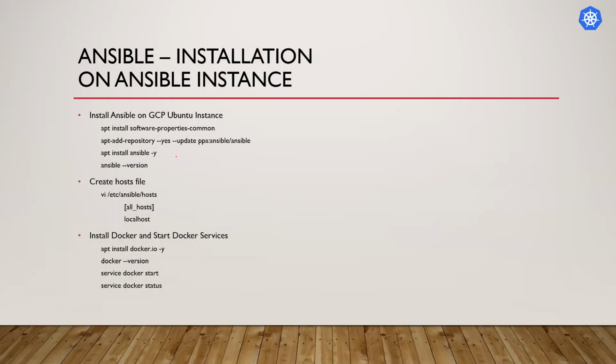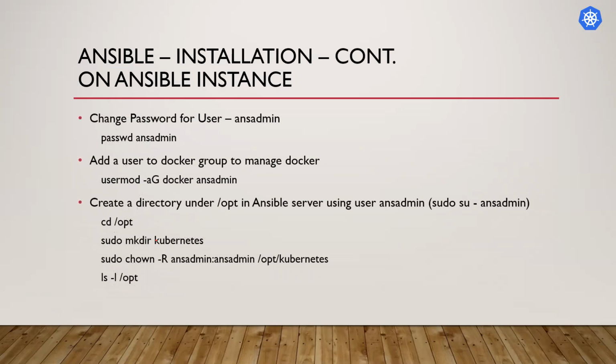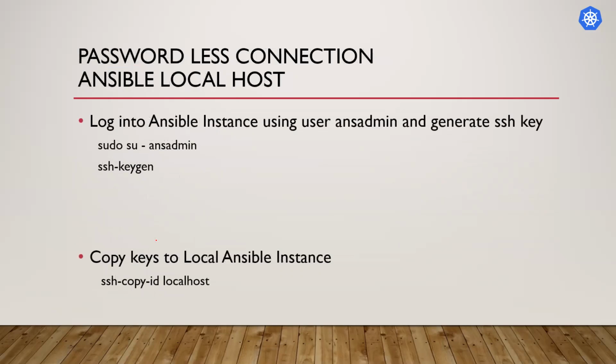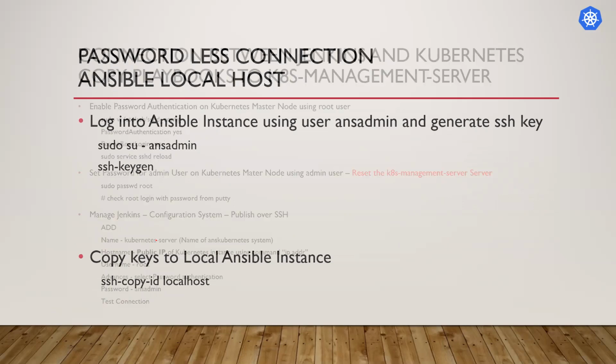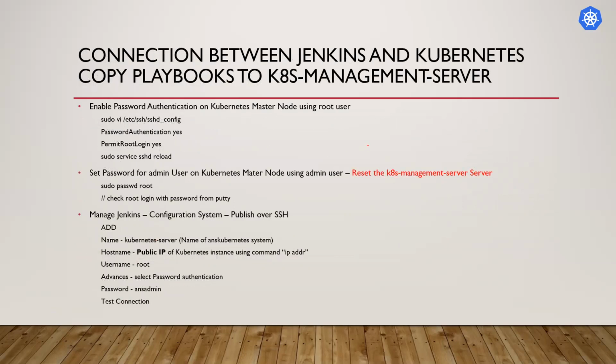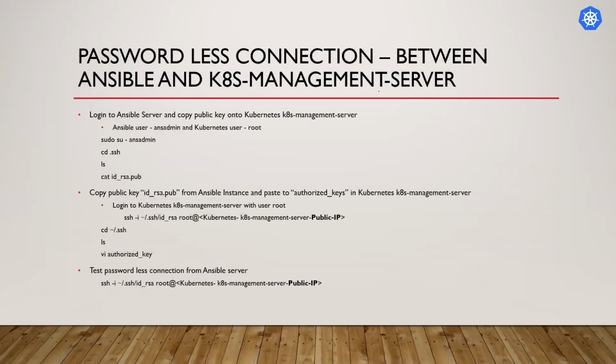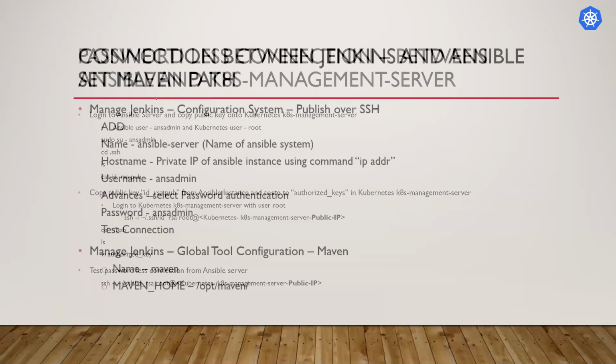After installing Ansible, we will install Docker on the same system, because on the Ansible server we will create the Docker image. So the Docker installation is required. So we need to create the passwordless connection between Ansible localhost and Jenkins and Kubernetes, right? And then we need to create a passwordless connection between the Ansible and K8s management server. This is an optional thing. You can copy code directly to the management server, or you can use this connection, right?